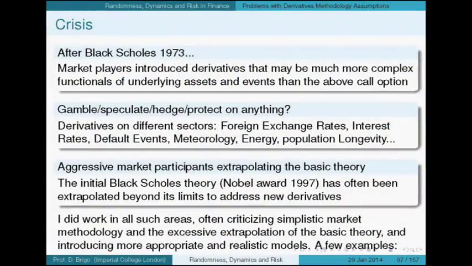And sometimes in areas where the original assumptions of the Black-Scholes theory would clearly not hold. And this has gone on for quite some time. The theory has been extrapolated often beyond the natural limit of the theory. And I have done a lot of work over the years to analyze the limits of the theory and to propose extensions that would account for what was not really included in the original setup. I'm giving a few examples right now.